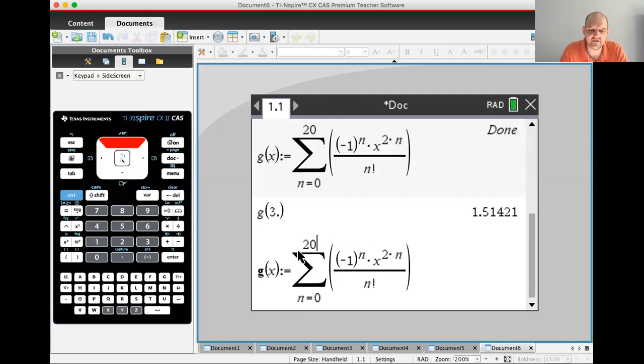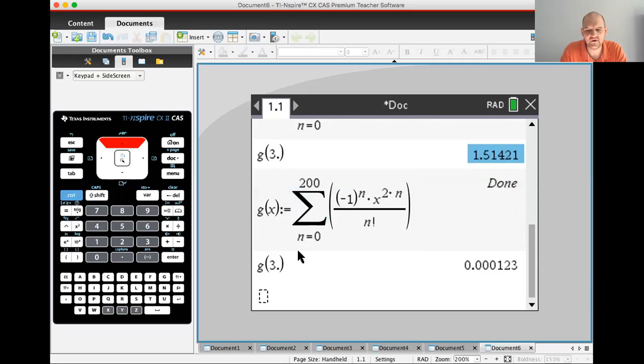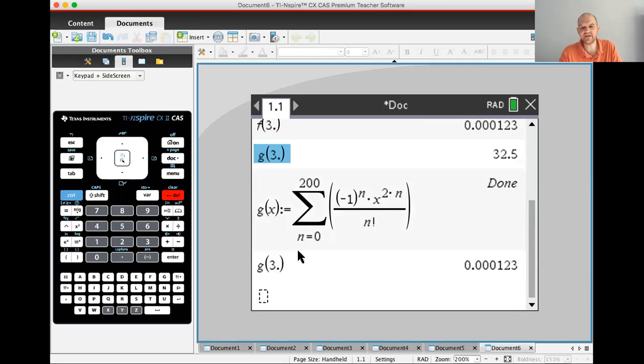What would make this g? I'm starting to doubt that I got it right. So g of 3 this time. Okay, hold on, we're back in shape. Well, yeah, look at the potential error.